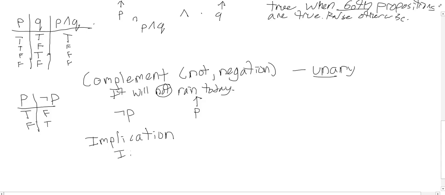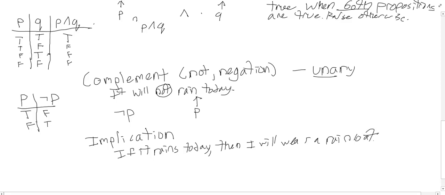Implication is: if it rains today, then I will wear a raincoat. An implication has the form if-then. So if it rains today, then I will wear a raincoat. So we have P and we have Q.